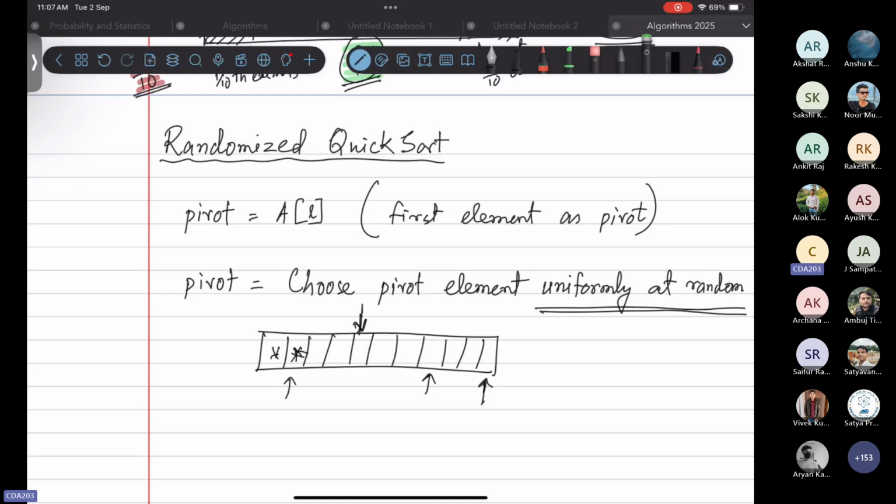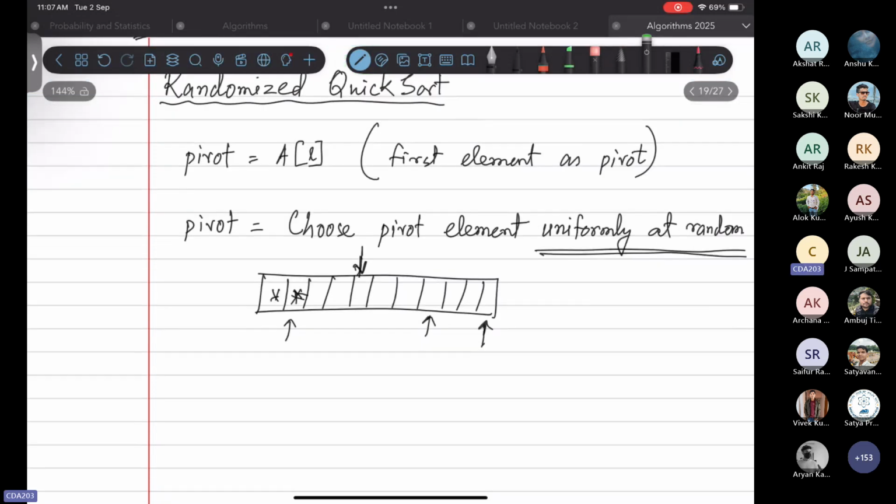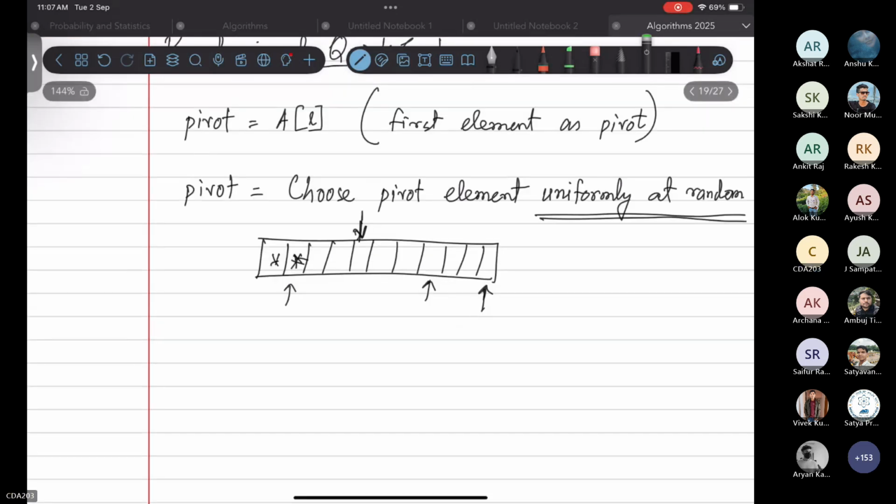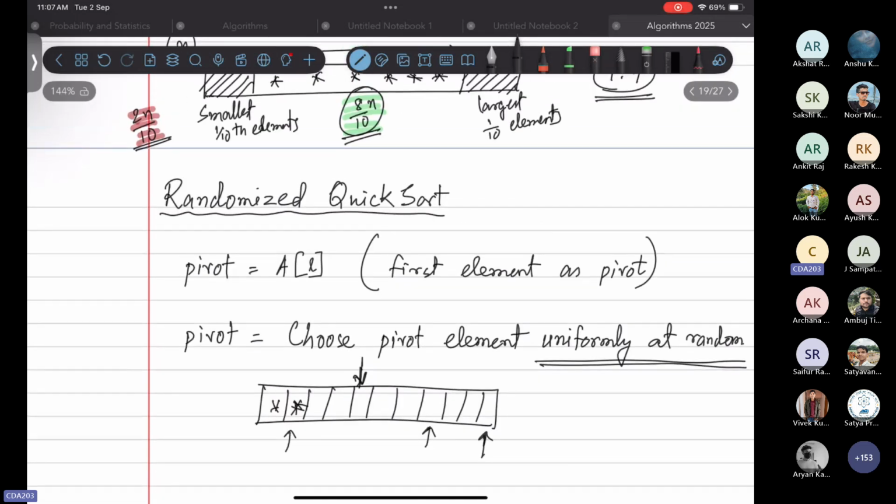Now what will happen to this algorithm? I'm not writing it, but in randomized quicksort, this is the only change I make. For whatever portion I'm sorting, I take any one of those elements as my pivot, and every element has equal probability of being picked as pivot.